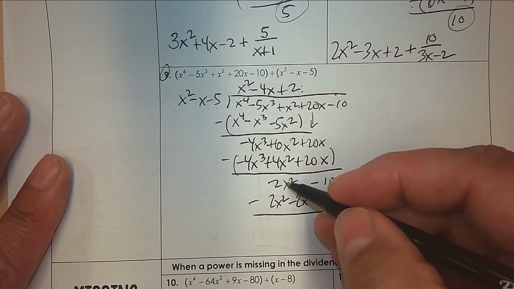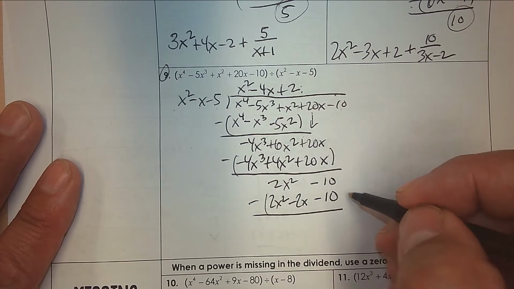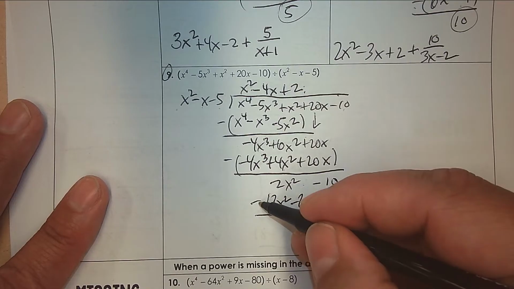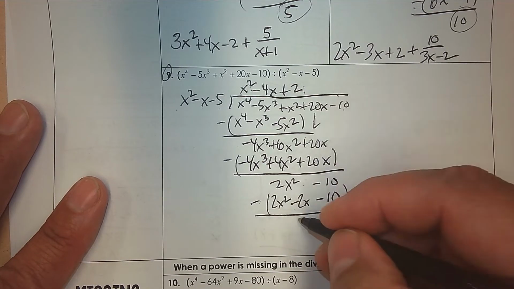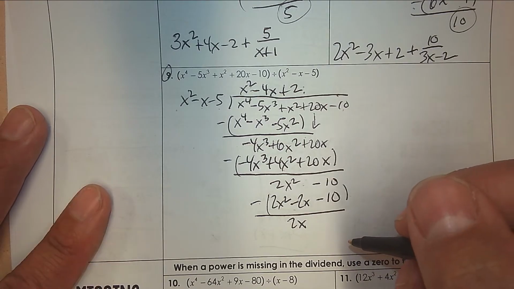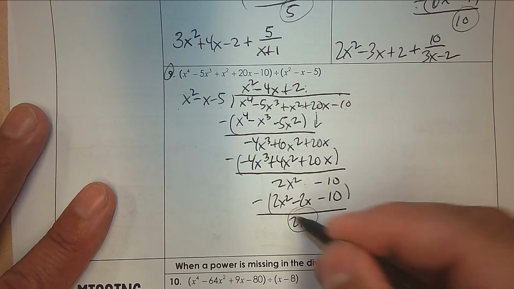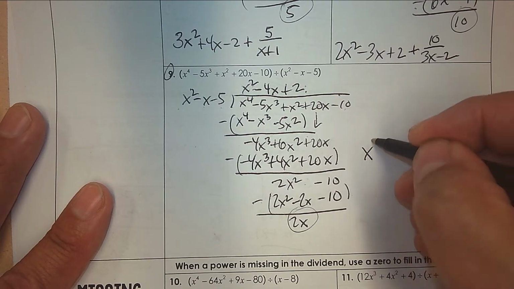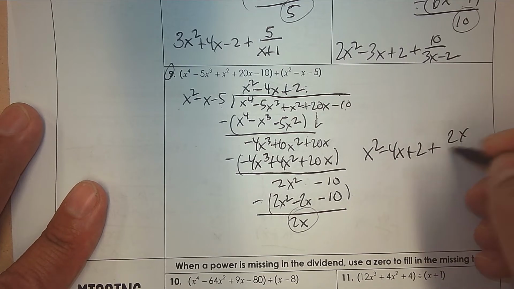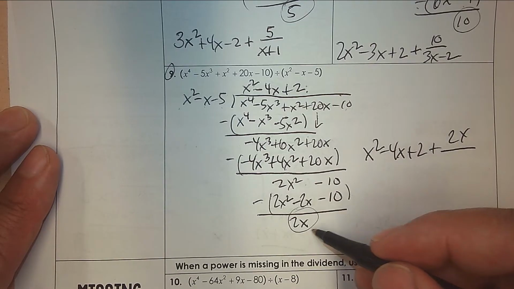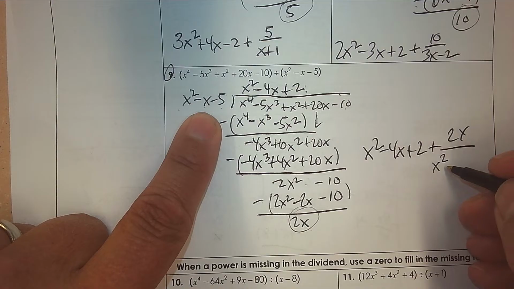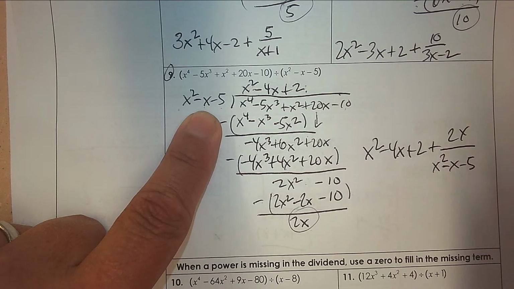So 2x squared subtract 2x squared, they eliminate. Nothing subtract negative 2. Well, when you subtract negative 2, you're adding. And then the negative 10s, they eliminate because they subtract. So what I'm left with is 2x. So when I write the answer, it's x squared minus 4x plus 2. And then the remainder gets written as a fraction. So 2x is the numerator, and what I divided by, the divisor, is x squared minus x minus 5.